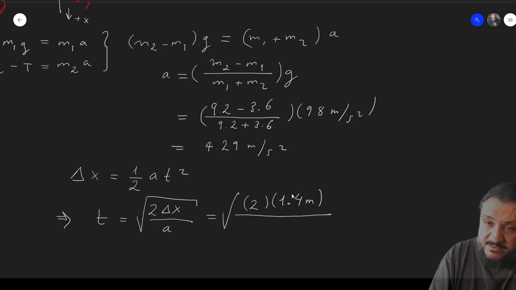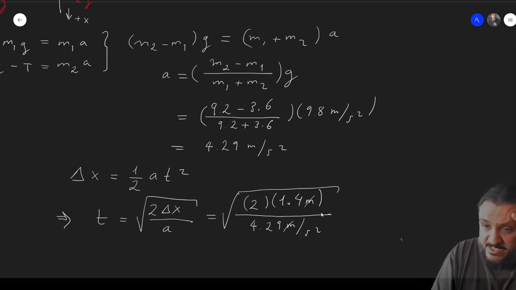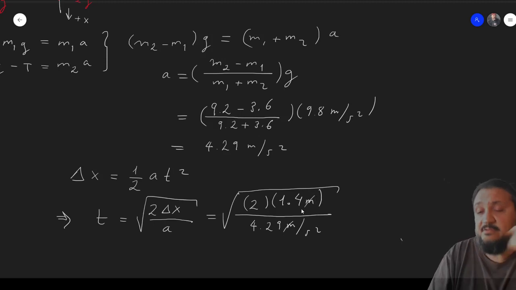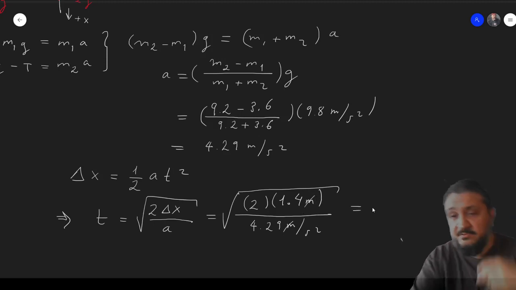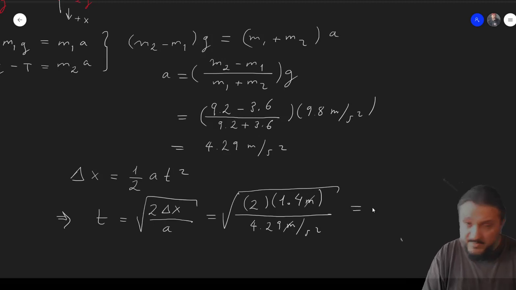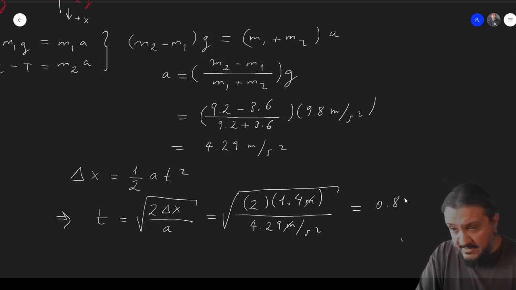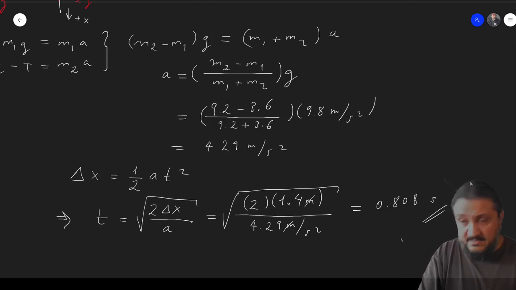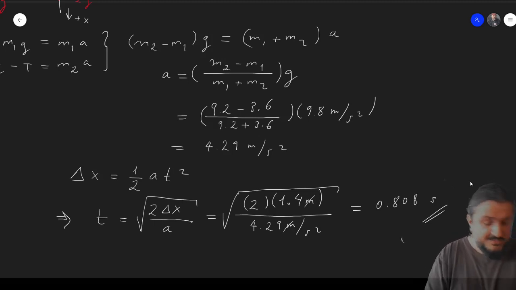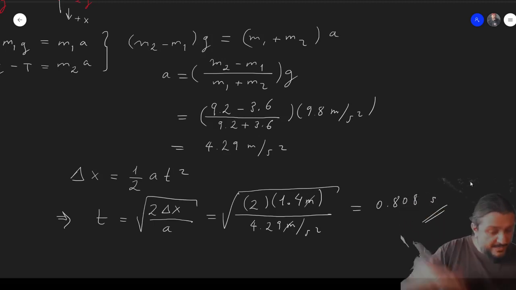So A will be, of course, in meters per second squared, 4.29 meters per second squared, right? Meters go away, 1 over second squared, take the square root, just seconds. So this is equal to 2.8 divided by 4.29, and take the square root. 0.807 or 0.808 seconds. Okay, so it takes 0.808 seconds for M2 to reach the floor.